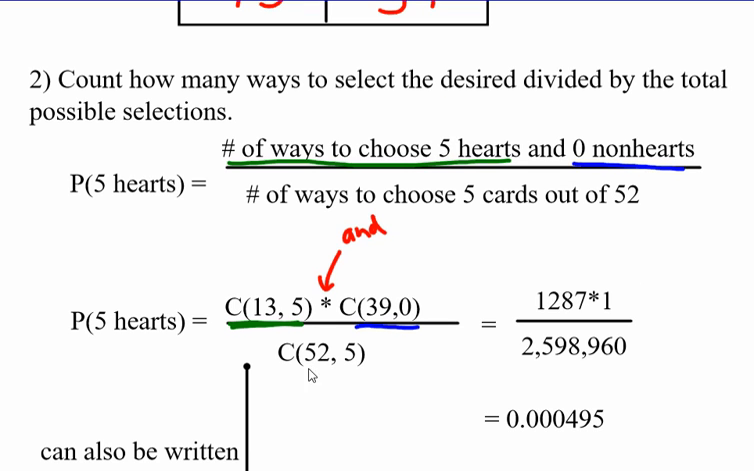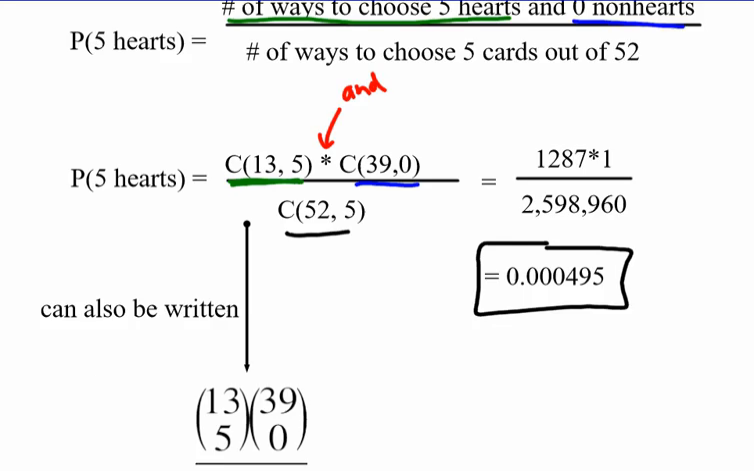And down below, from the 52 cards, I need to choose 5 to be dealt. So calculating, 13 choose 5 is 1,287 times 1. Down below, 52 choose 5 is 2.5 million, essentially. Calculate it, and you end up with the following probability. Highly unlikely. That's why flushes are worth so much.